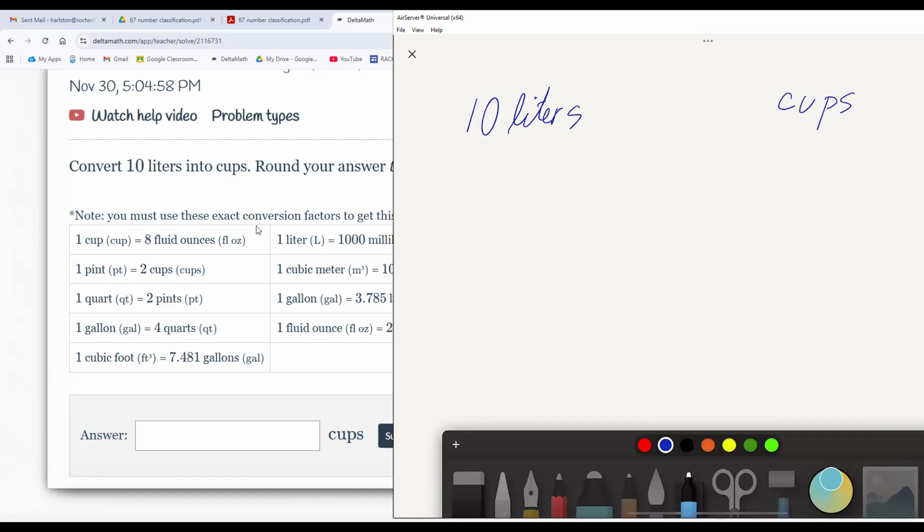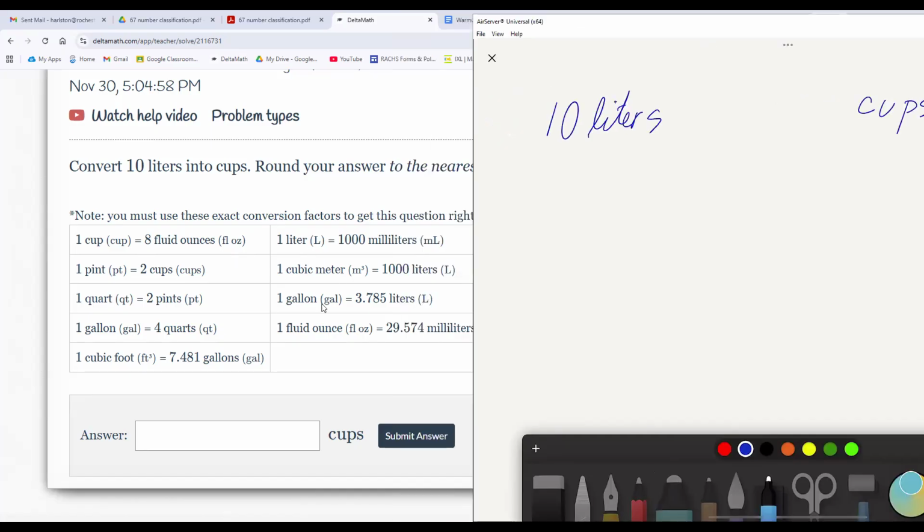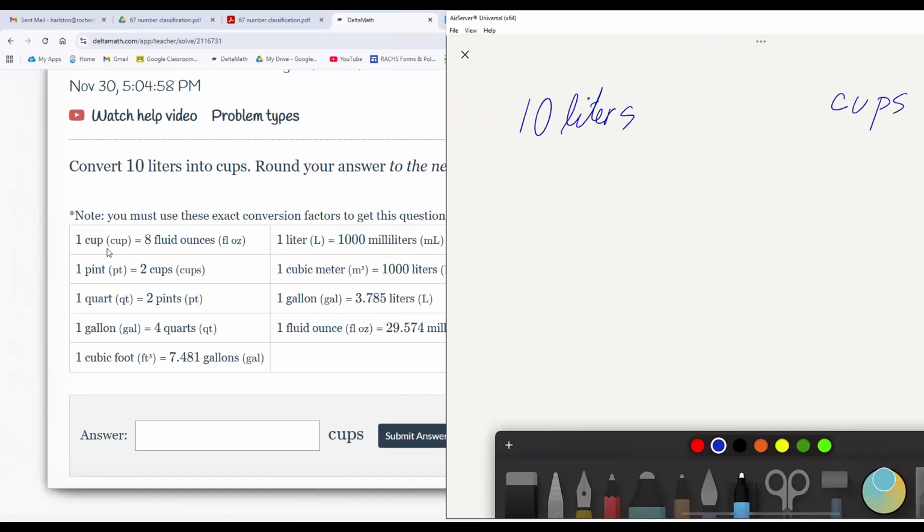So now what I'm looking for is, is there anything that goes directly? Do I have a conversion factor that goes straight from liters to cups? I see liters here, I see cups here, but I don't see anything that goes directly from liters to cups. So that means I'm going to have to do multiple conversion factors. Let me see the best way to go here. Cups, pints, gallons, liters. I think I'm going to have to do multiple conversions, so let's just start with this.